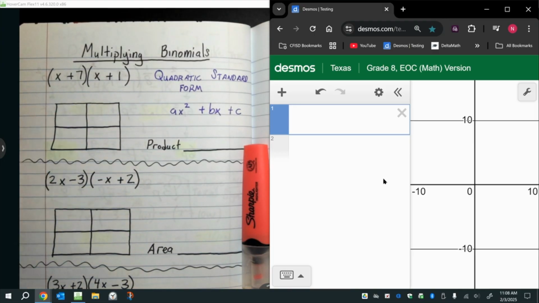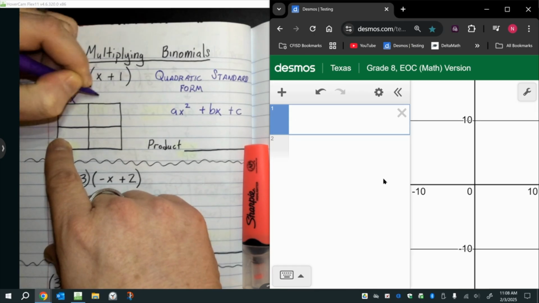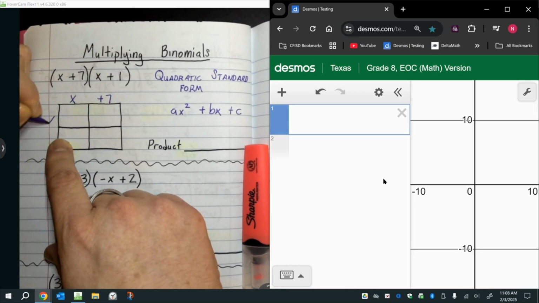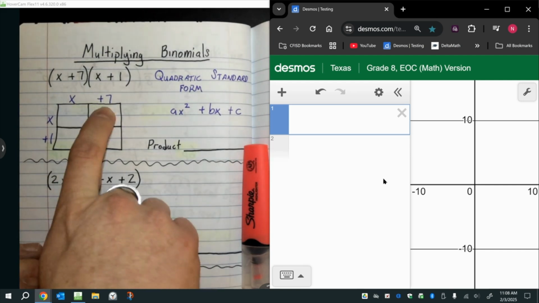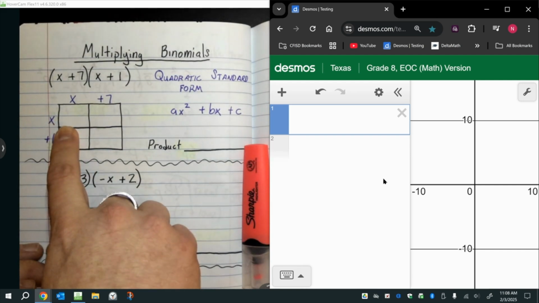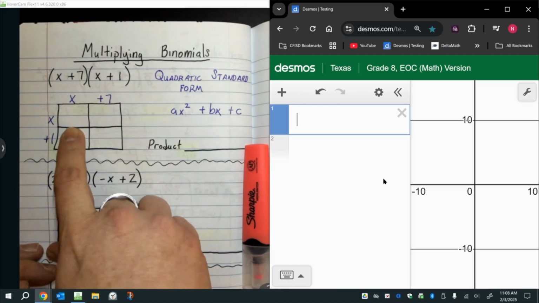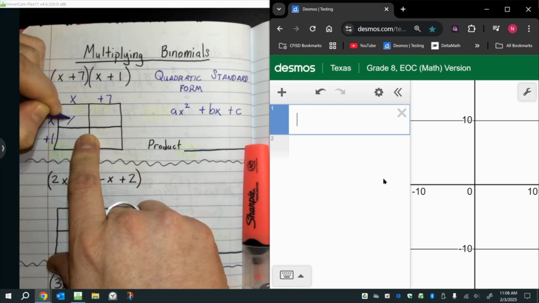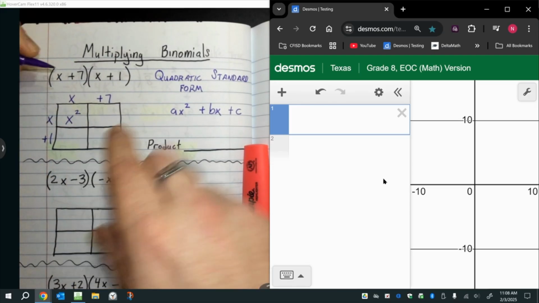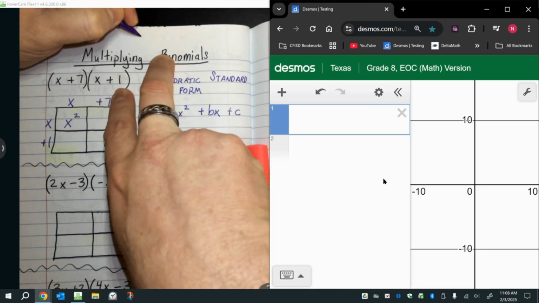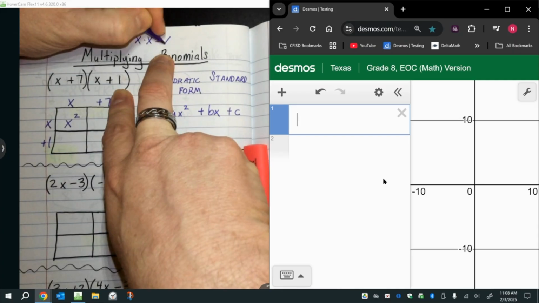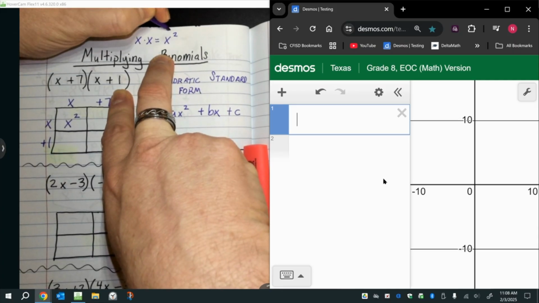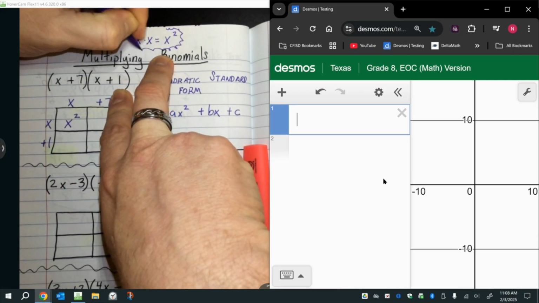x plus 7, you can either put that at the top or you could put it on the side. So, I'm going to put x plus 1 on the side, x plus 7 on the top. Yesterday we talked about that x times x is x squared. And maybe we'll put that up here just as a reminder. x times x is equal to x squared. All right, that's the new thing.